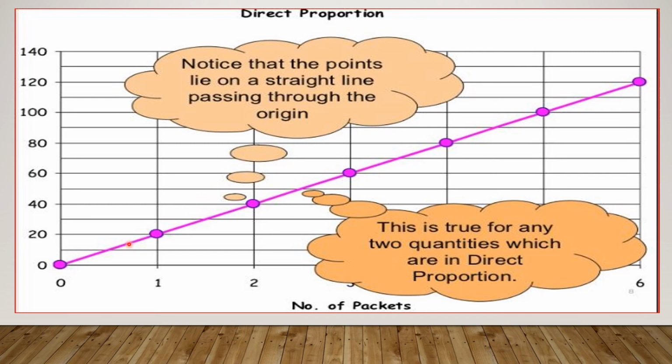Now you are going to plot all of them in the Cartesian plane. After doing it, join all the points with each other. You will see that the points lie on a straight line that passes through the origin. What it shows is that this is true for any two quantities which are in direct proportion. So they are showing that the number of packets has a direct relation with cost.